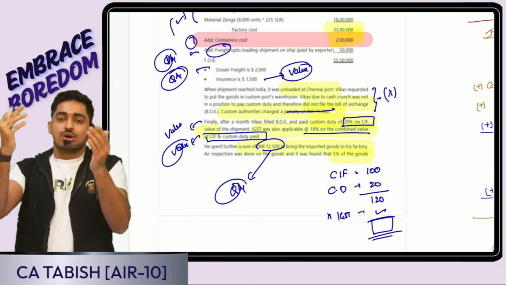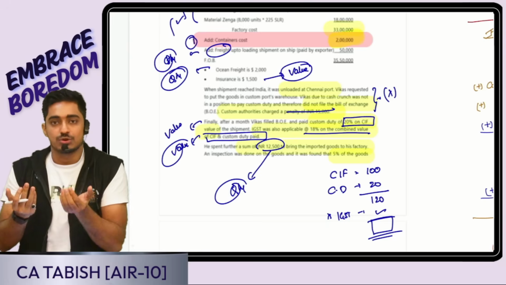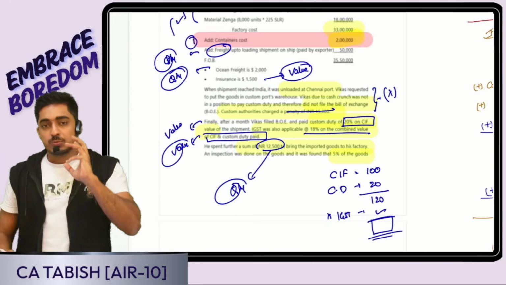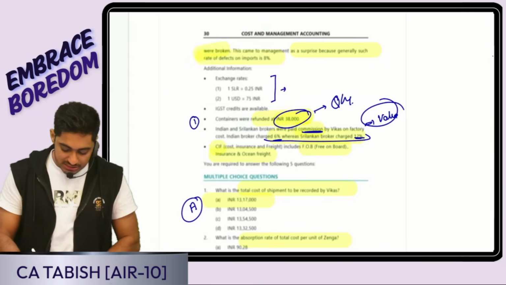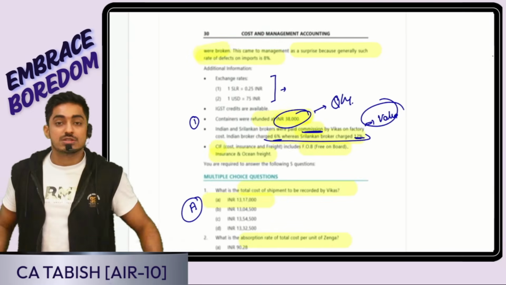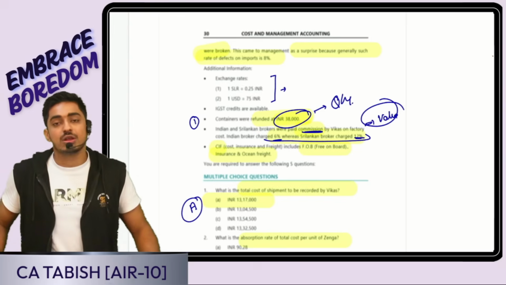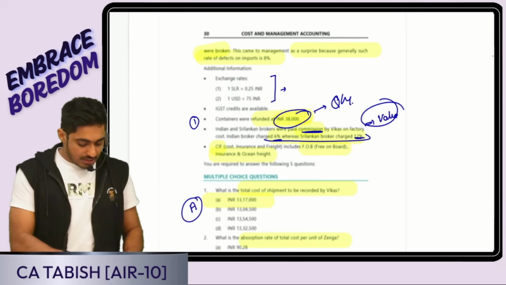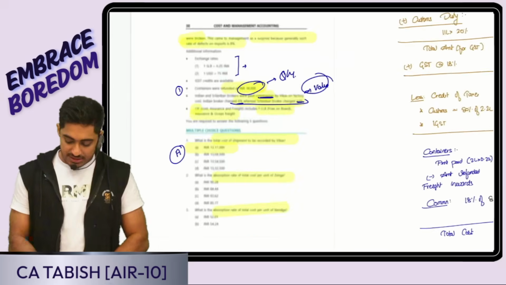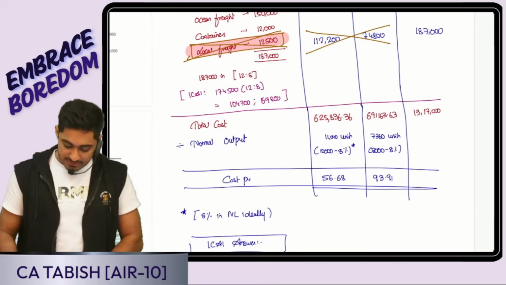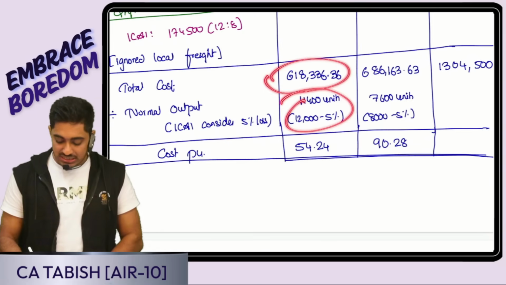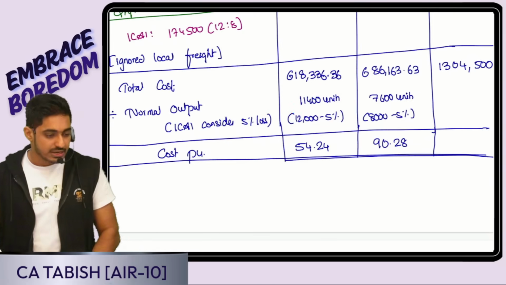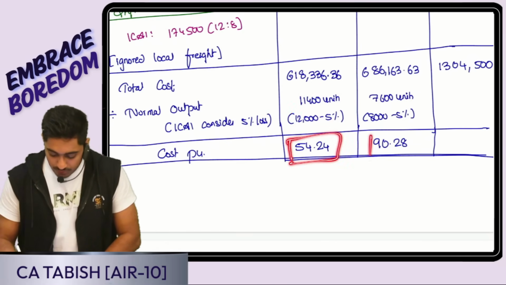Yes, we know cost is always divided by normal output or effective output. Normal output means normally how much I am getting. 12,000 if I take it as input, with 8% loss, technically 11,040 should be my effective or normal output. But here they have done 12,000 minus 5%, 11,400. So to tally, I should also do it that way. 6,18,336.36 divided by 11,400, you will arrive at your cost per unit for both the products.